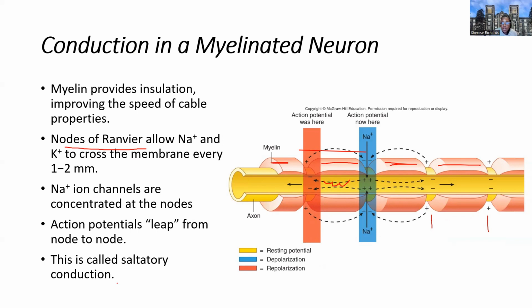All right, so this is called saltatory conduction. Saltatory conduction means that we're not going local from one to the other. We're jumping over these myelinated segments. And as we could imagine, this rapidly speeds up the conduction of the action potential down the length of the neuron.